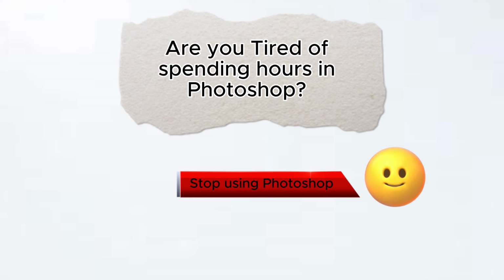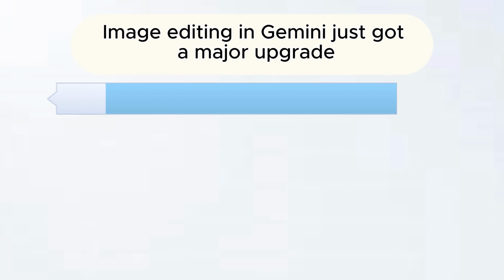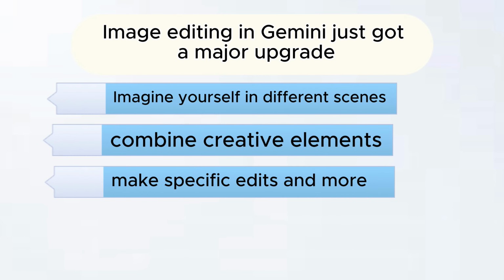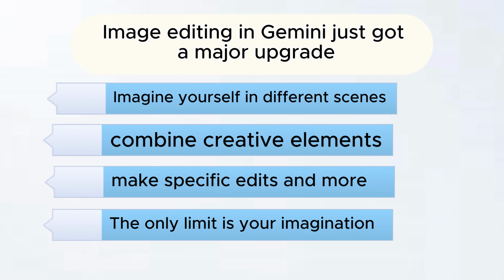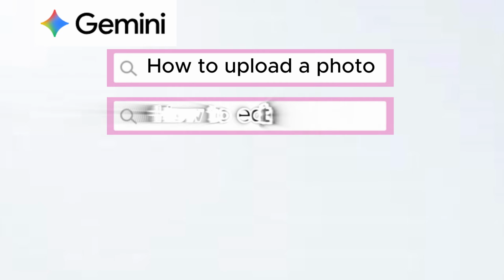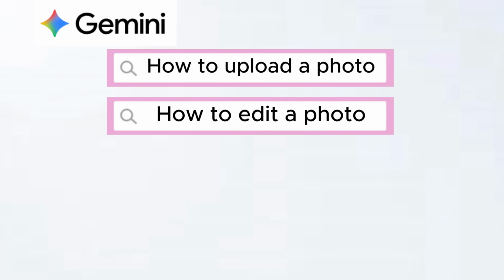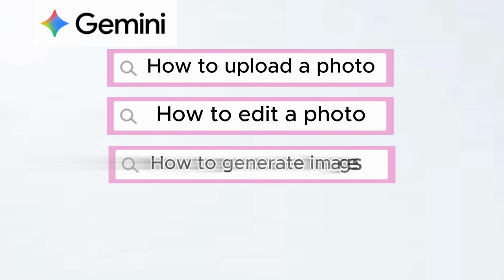Stop using Photoshop. Meet Nano Banana, the revolutionary AI photo editor and generator from Google Gemini. With just a few prompts, you can transform your photos, change backgrounds, or even create entire realistic scenarios faster and easier than ever before. Today I will show you how to take a photo, turn it into an amazing professional-looking scene, and create images from scratch using prompts with Nano Banana.